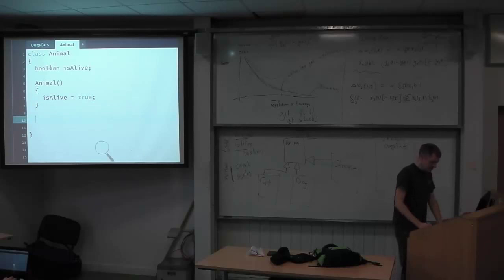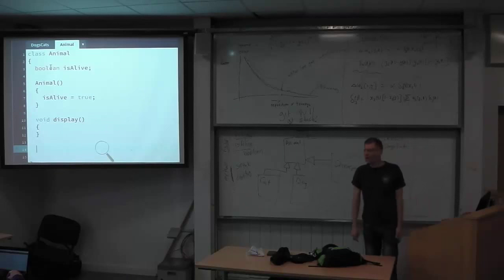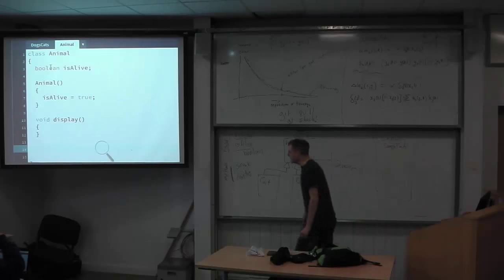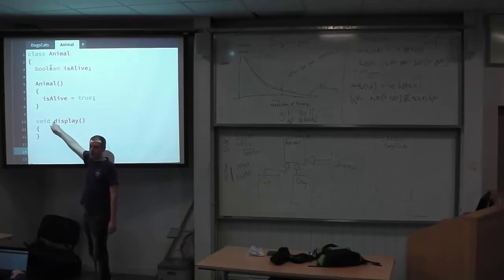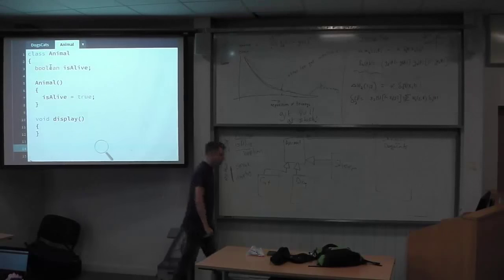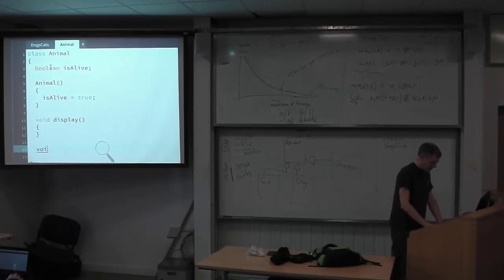Okay, and we're going to put two methods on here. We have a void display. And I said that display isn't going to do anything at all, so we'll just do void display with open close curly brackets. The convention in Java is that you make your method names with a lowercase character. In C Sharp, the convention is with an uppercase character. So there's void display and then void speak.